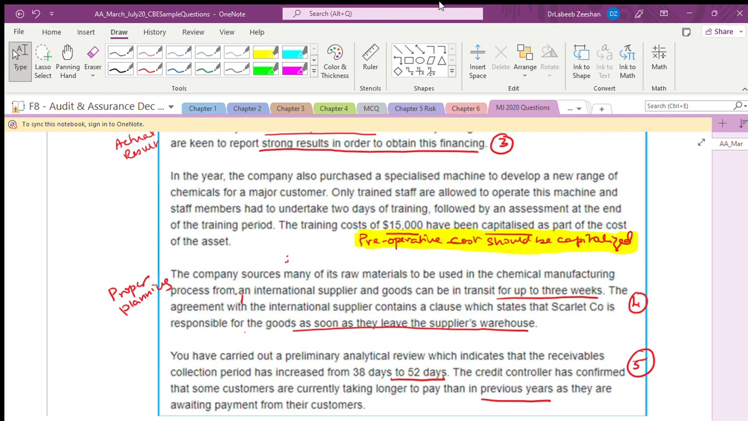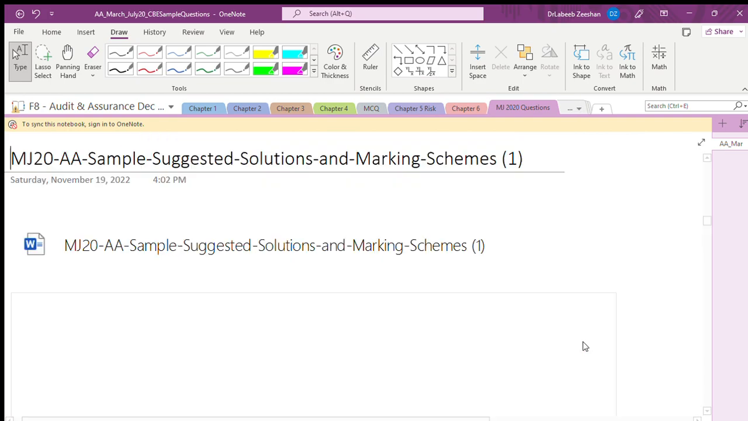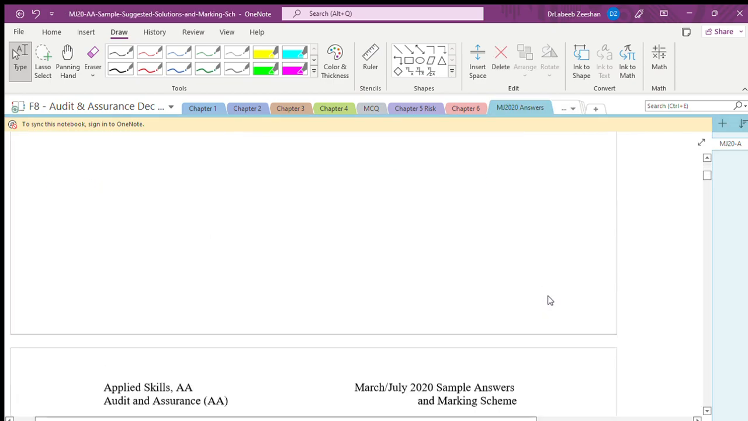Technically, training cost is a revenue expense. Training expenses are going to be revenue expenses. It is not a capital expense. Fine.